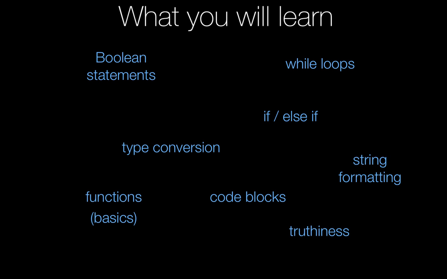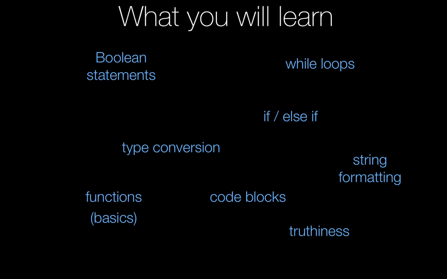Closely related to this Boolean concept is something I'm calling truthiness. You'll see that objects within Python are imbued with a truth or falseness. We'll leverage that as a key building block in our Boolean expressions. We'll also learn about type conversion. Users will enter text, but we need to actually work with numbers.